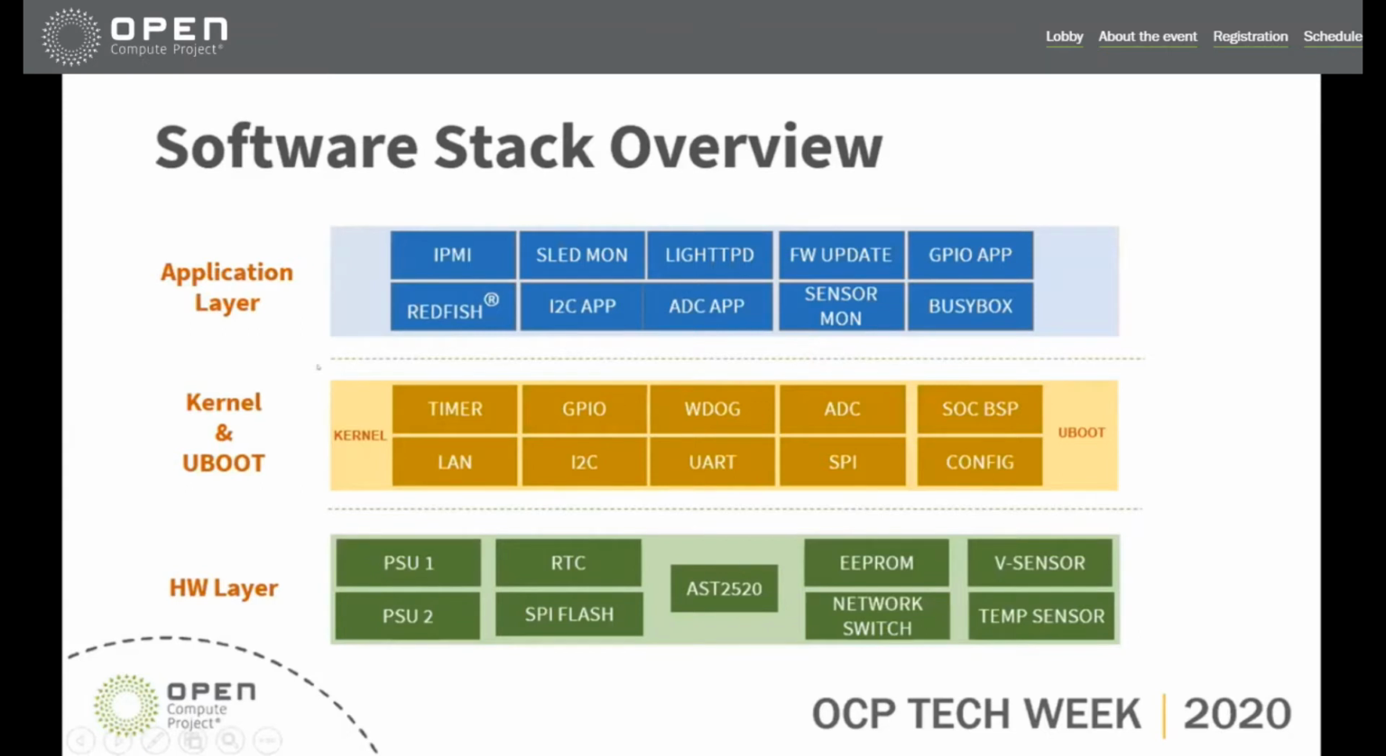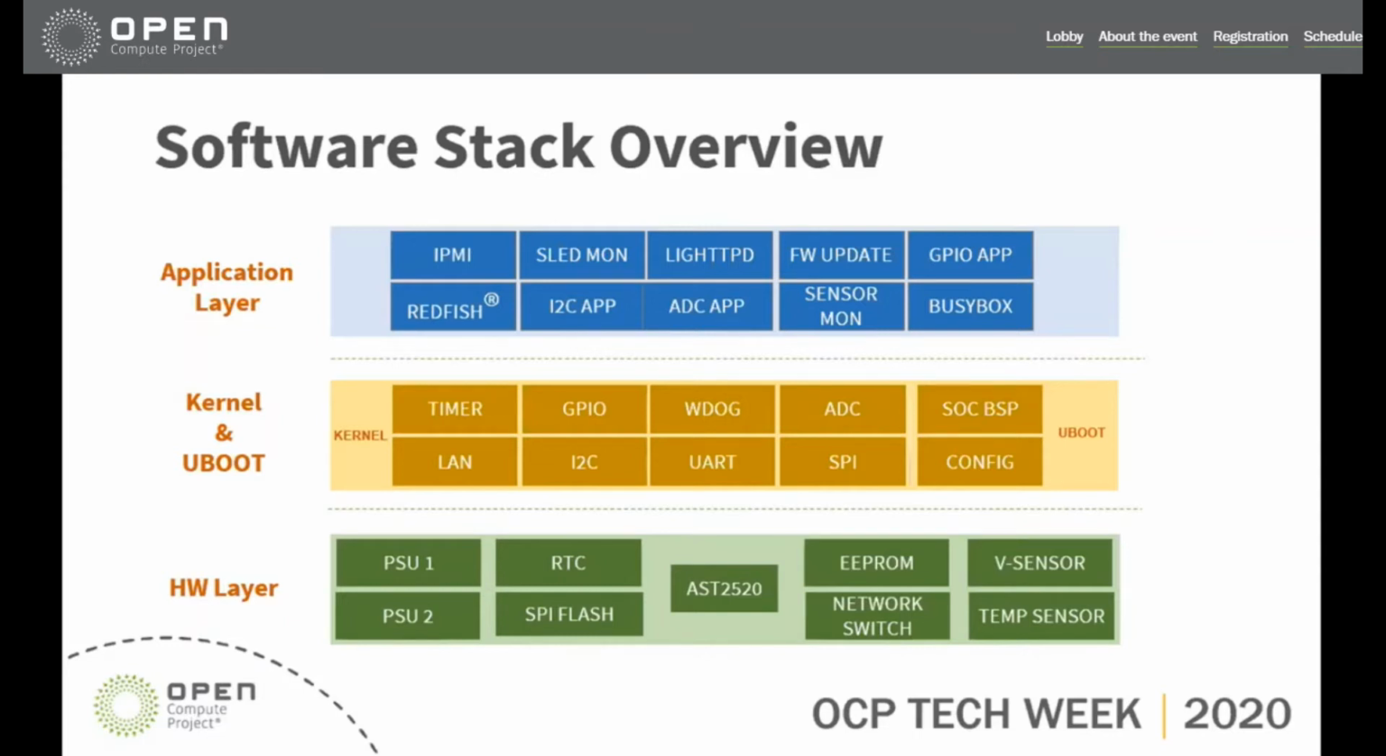Next, I'm going to talk about the overview of our software stack and the system. The green layer at the bottom is basically the hardware layer, and we can see AST2500, which is being used as the RMC controller chip, and this interfaces with various hardware components.